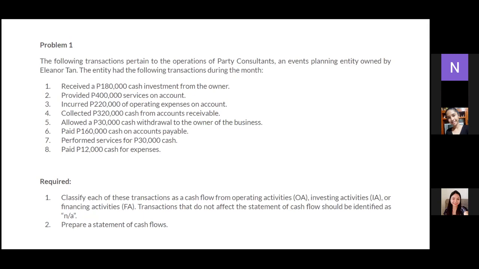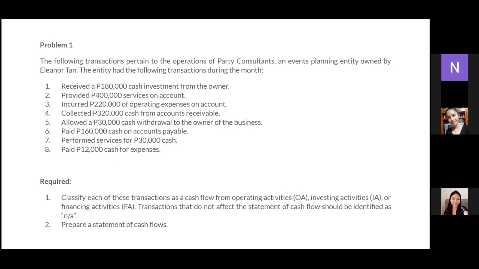For the fifth transaction naman, under naman siya ng financing activities. Because of the cash withdrawal to the owner of the business. Under siya ng sa may shareholders equity. And yung pang-anim naman na transaction, yes, it is operating activities. Because it is paid on cash, on accounts payable.